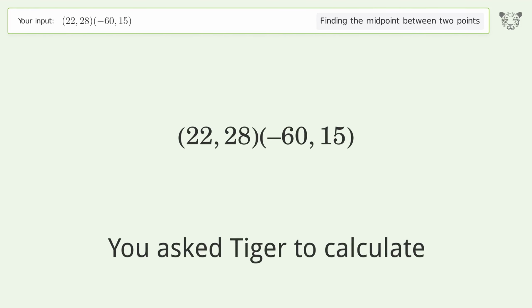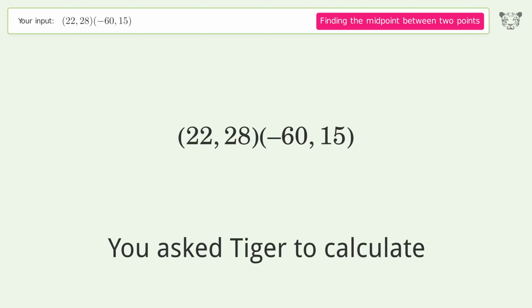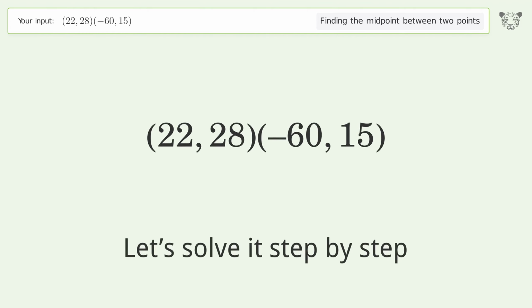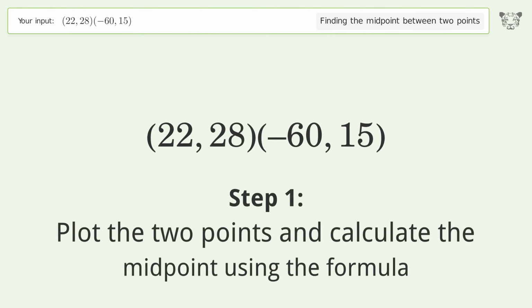You ask Tiger to calculate. This deals with finding the midpoint between 2 points. The midpoint between the 2 points is negative 19, 21.5. Let's solve it step by step. Plot the 2 points and calculate the midpoint using the formula.